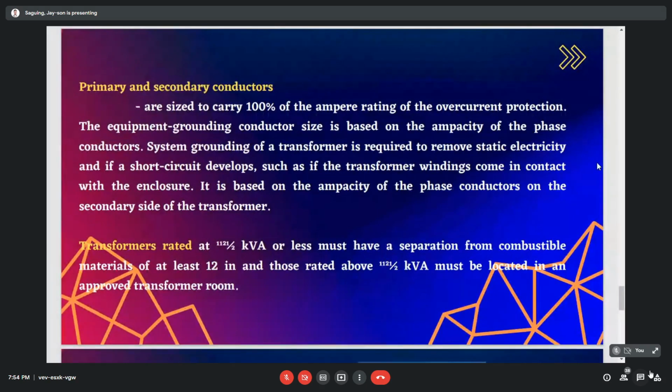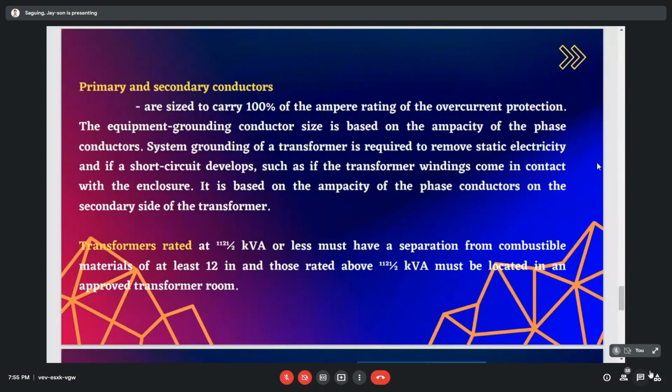The system grounding of a transformer is required to remove static electricity and if a short circuit develops, such as if the transformer windings come in contact with the enclosure. So it is based on the ampacity of the base conductors on the secondary side of the transformer.